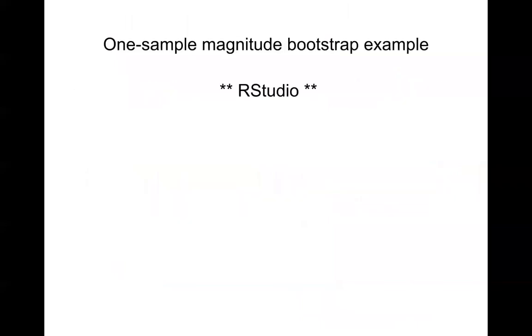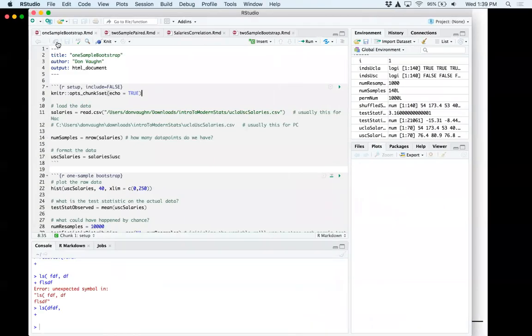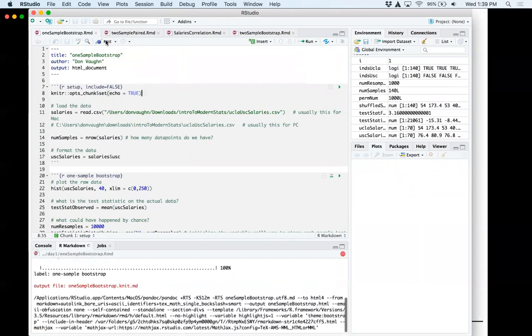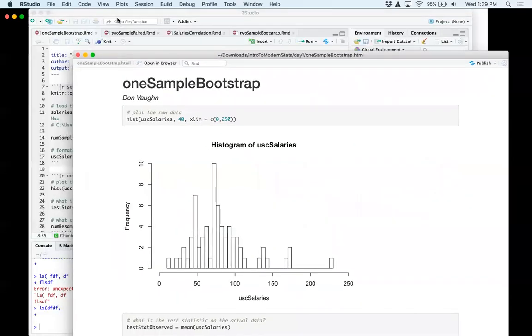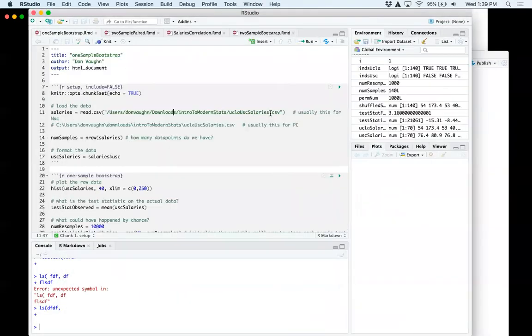So what I want you now to do is open up the one sample magnitude bootstrap example in RStudio. And that is one sample bootstrap.rmd. It should look just like this, and we'll go through it. So when you hit knit, and just to be clear, in all these examples, since you don't have a virtual machine, whatever you changed this path to before that made it work, you've got to change it again. So it's got to read in the right data file.